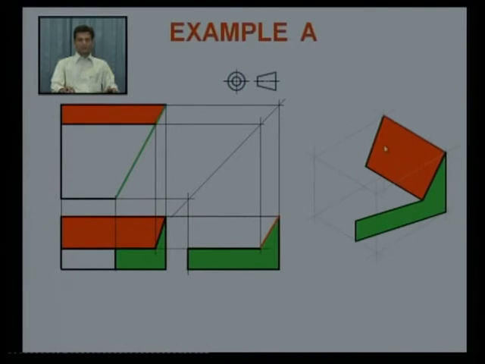In top view it would appear like this, in front view it would appear like this, and in side view it would appear as an inclined line.